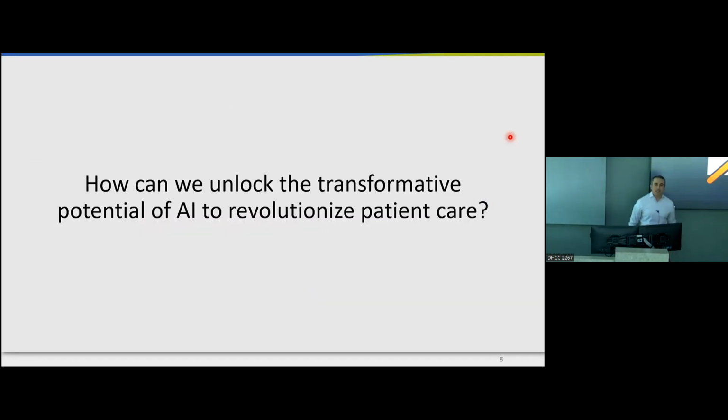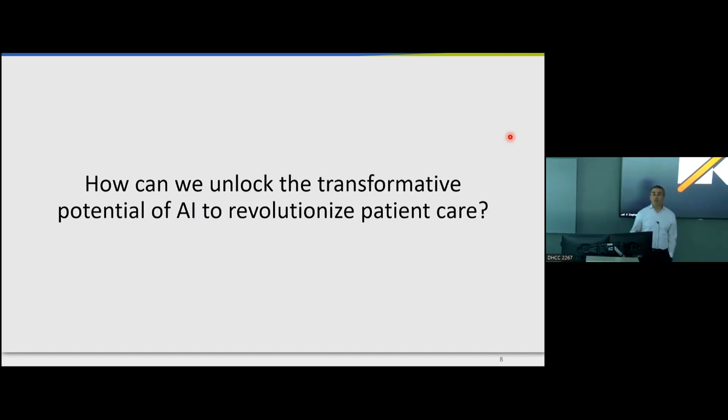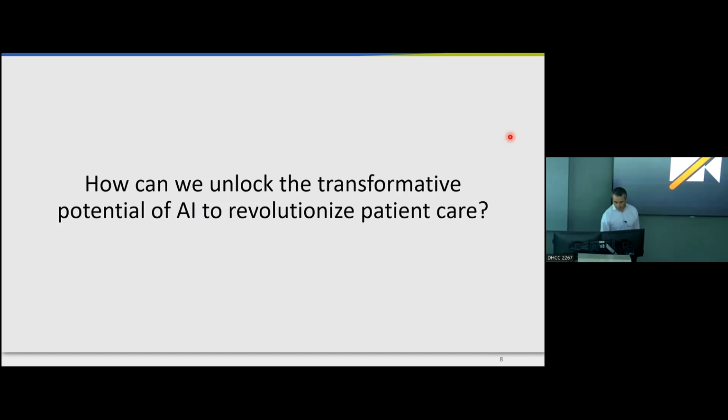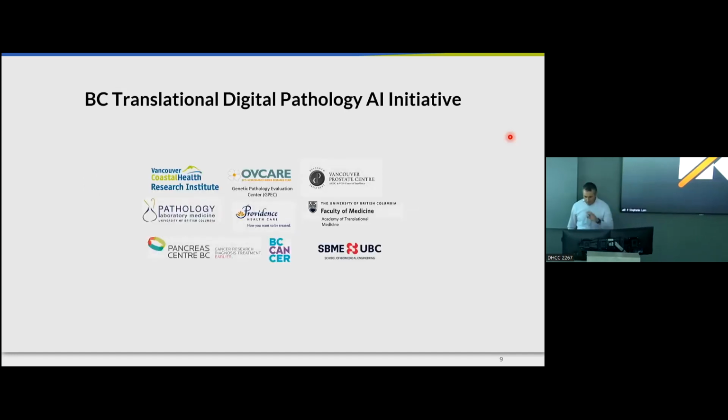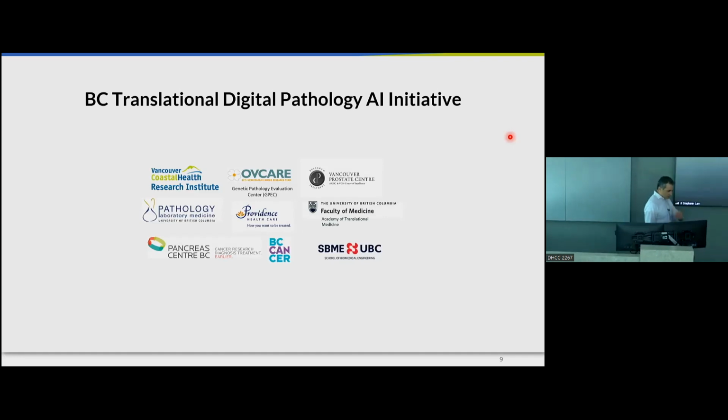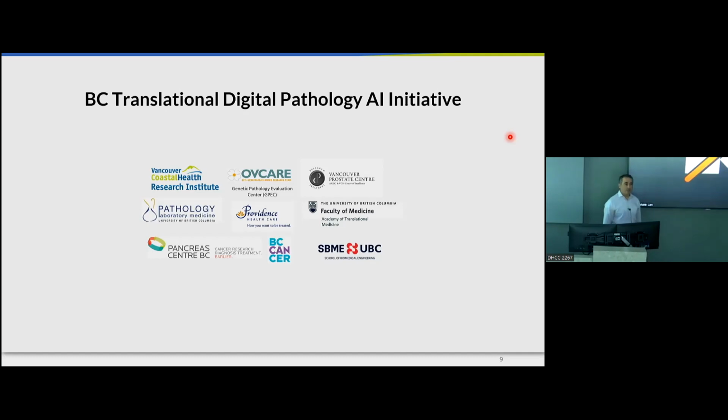So now the question is, how can we unlock the transformative potential of AI to revolutionize patient care, more specifically within the cancer research space? At the time, in 2019, we started this initiative called the BC Translational Digital Pathology AI Initiative. It is a collaborative group of more than 20 clinician scientists from different institutions in town, driven by the health care team and us. We also have valuable players from other health sites in BC, including BC Cancer, Providence Health, and many others.